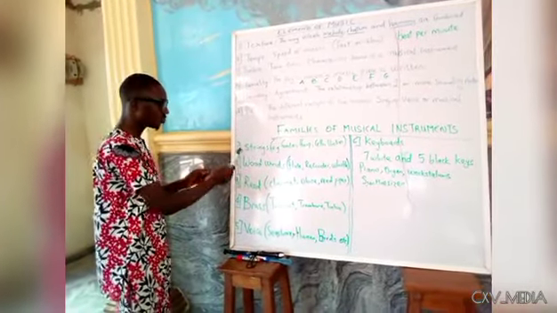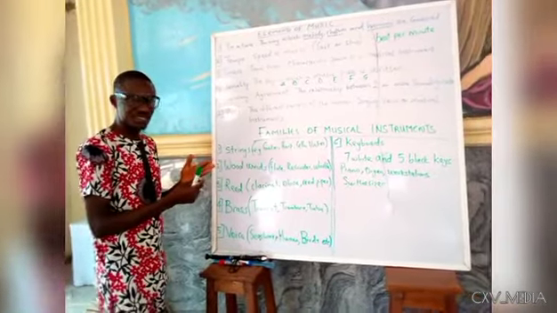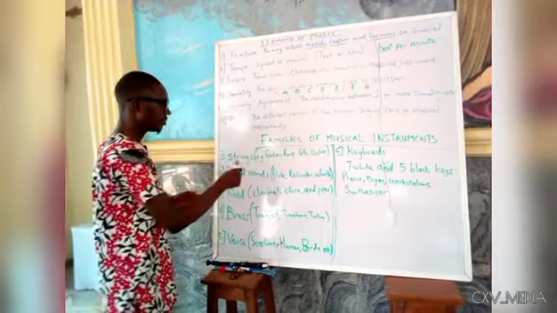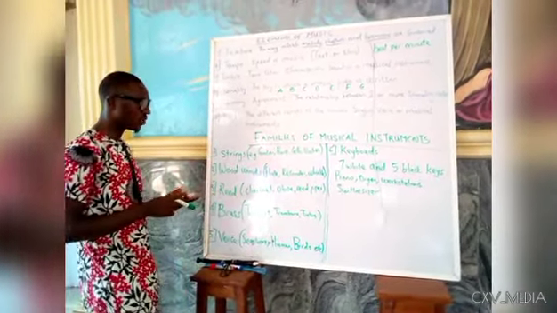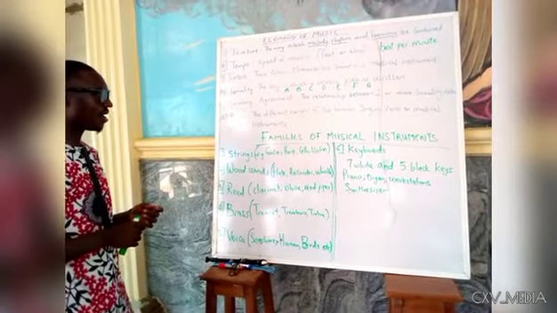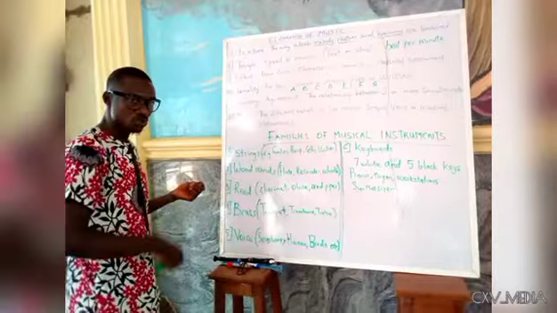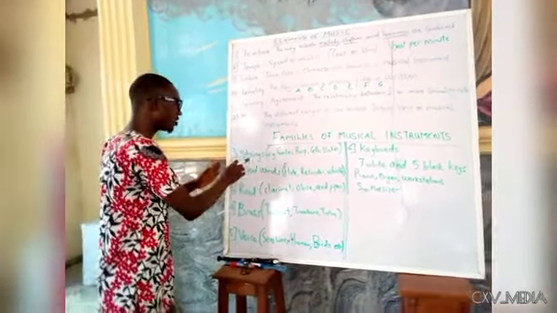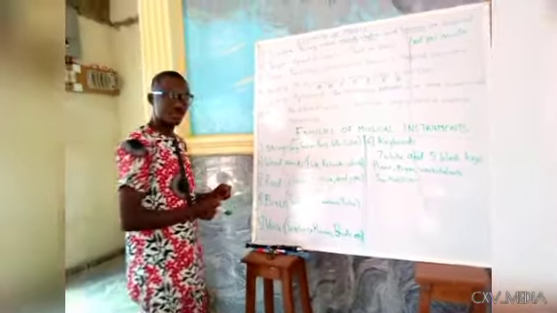Number one, strings. They have strings. The strings could be steel, or made of any synthetic material. We have guitar, banjo, cello, harp, violin, mandolin. Instruments like goje, the ukulele, the charango, are part of the string family because they possess strings.